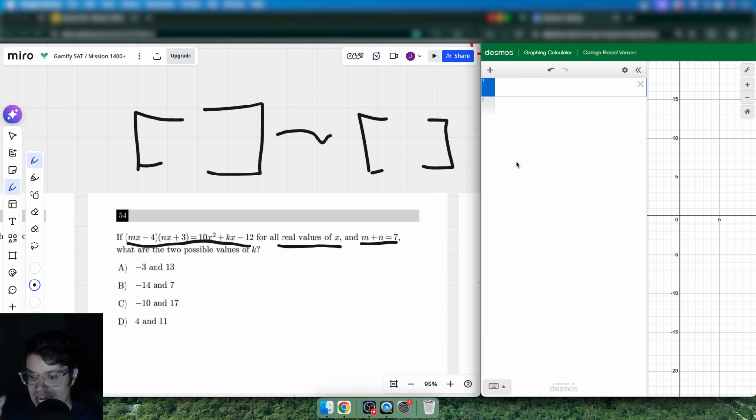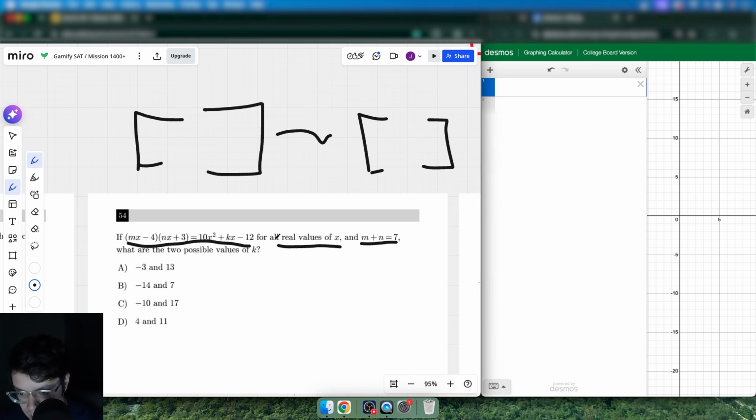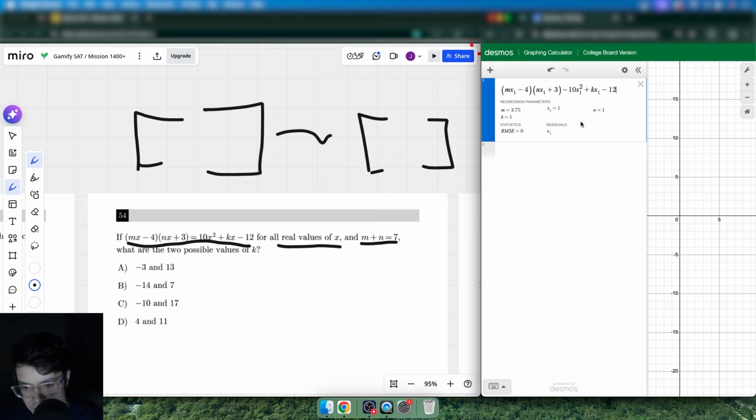So I'll just go ahead and pretend like there's only one equation shown here and put this in regression form. Okay, so that is pretty good. And then it says all real values of x, let me put that in there as well. And then it says m plus n must equal 7.